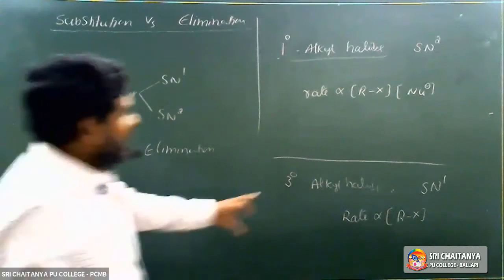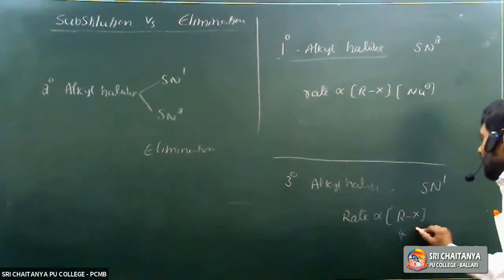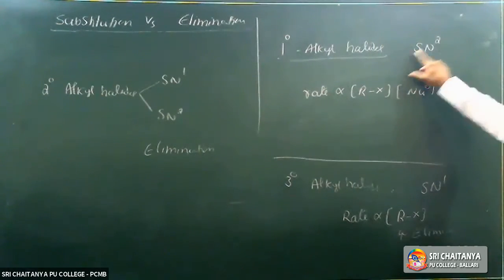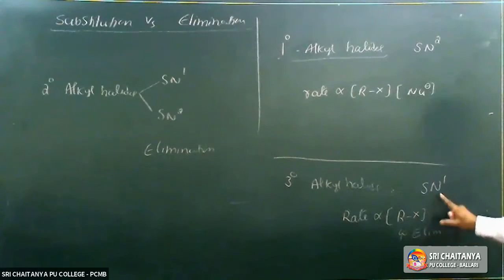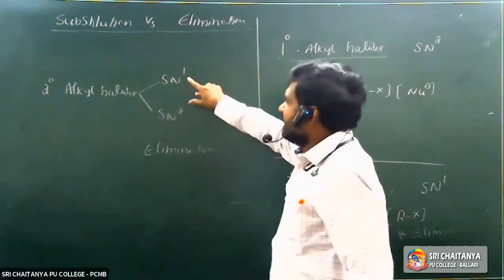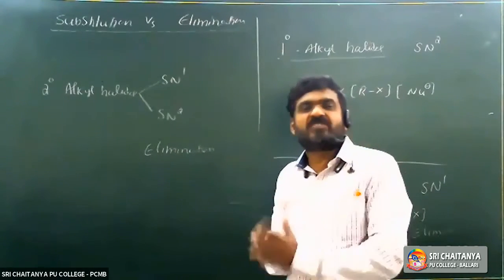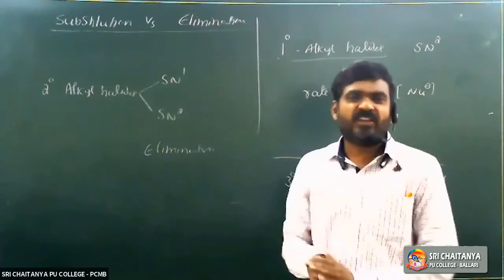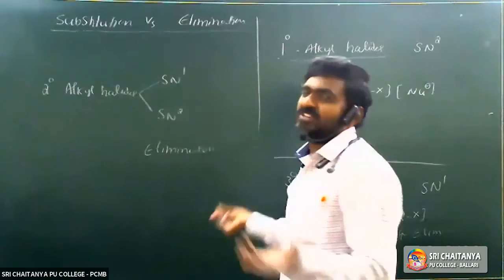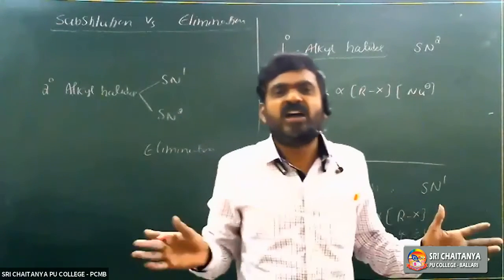Tertiary alkyl halides favor the SN1 mechanism and also elimination reaction. Primary undergo SN2, tertiary SN1, and they also undergo elimination reactions. Secondary alkyl halides undergo either SN1, SN2 or elimination. Elimination depends on the strength of the nucleophile. Alkyl halides undergo either substitution or elimination, depending on the nature of the alkyl halide and the strength of the nucleophile.